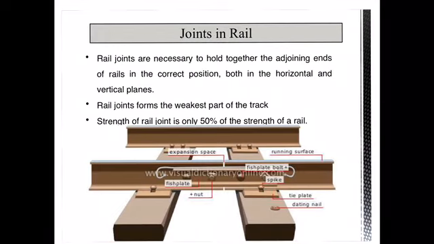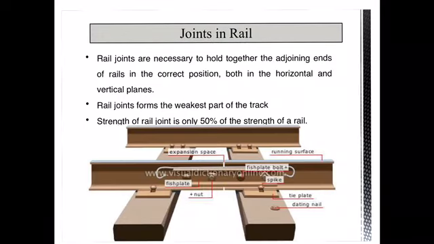The next important topic with respect to the rails is the joints in the rails. We have already come across this word. What are all these joints? First, what is the necessity of providing joints? The first and foremost necessity is to hold together the adjoining ends of the rails in the correct position, both in the horizontal as well as in the vertical plane.